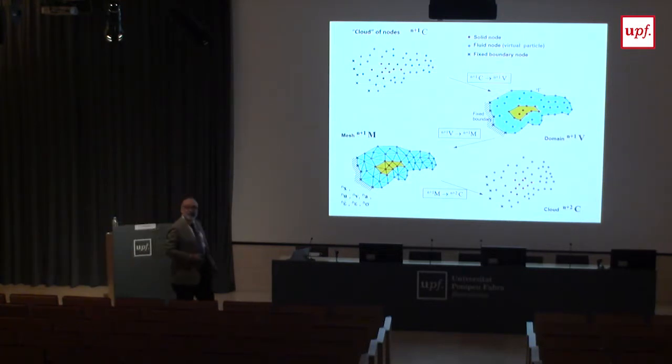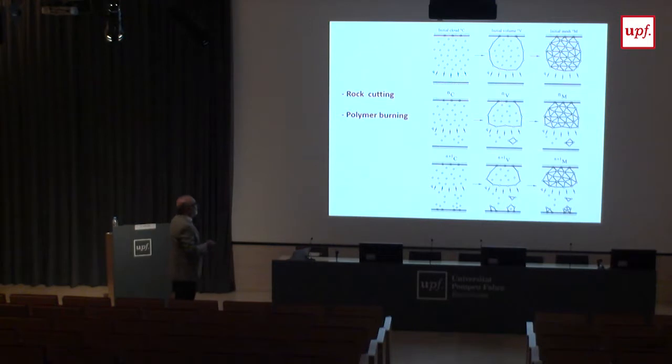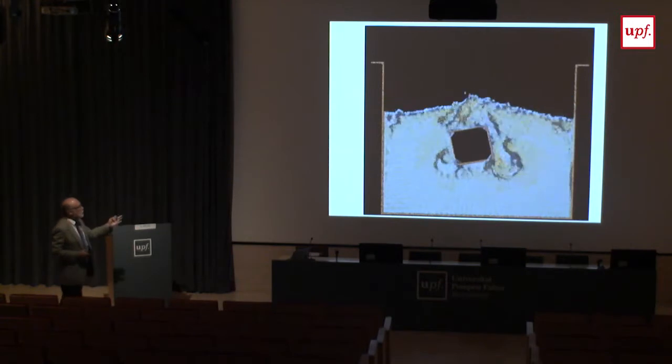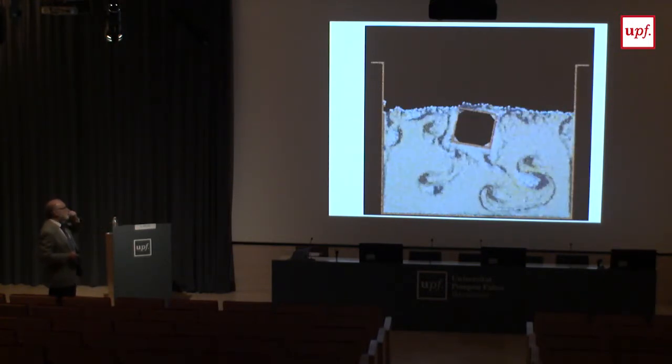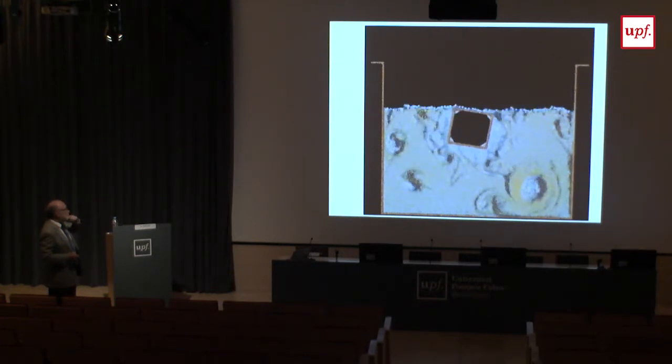So simple. For instance, a body that is eroded inside the human body under forces due to fluid. Cloud, domain, mesh. After some time, maybe this is a polymer. This is rock cutting. I could have put another name here. You see how this method gives me an extremely powerful tool to do things like this. This was done almost 15 years ago, I think, maybe not 11, 2004.